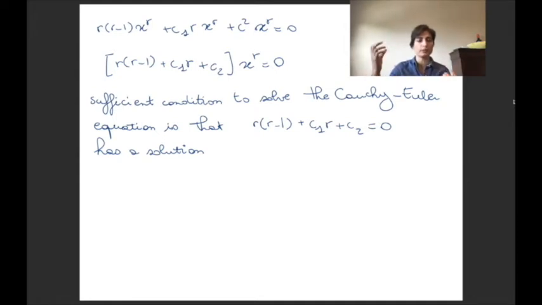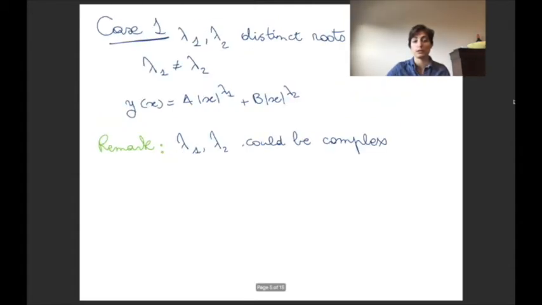So we plug our assumption on the shape of y into our derivatives. We have a couple of terms popping up, and we take x at the power r away, and then we have just an algebraic equation that should be equal to 0. So a sufficient condition to solve the Cauchy Euler equation is that our algebraic equation equal to 0 has a solution. But this is a second order algebraic equation. We should be able to solve it automatically. So let's look at the possible cases when solving this.